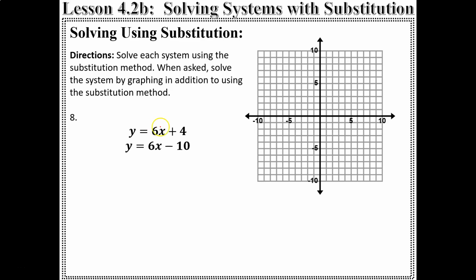Let's solve by substitution first. I'm going to take what y is equal to and put it in for y in that equation. So I have 6x plus 4 equals 6x minus 10. Well, wow, they have the same slopes, but let's see what happens here. I end up with 4 equals negative 10. So that's no solution.